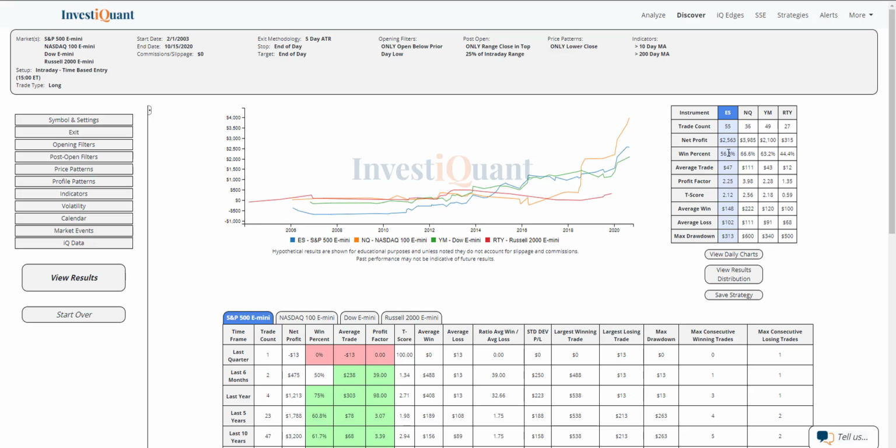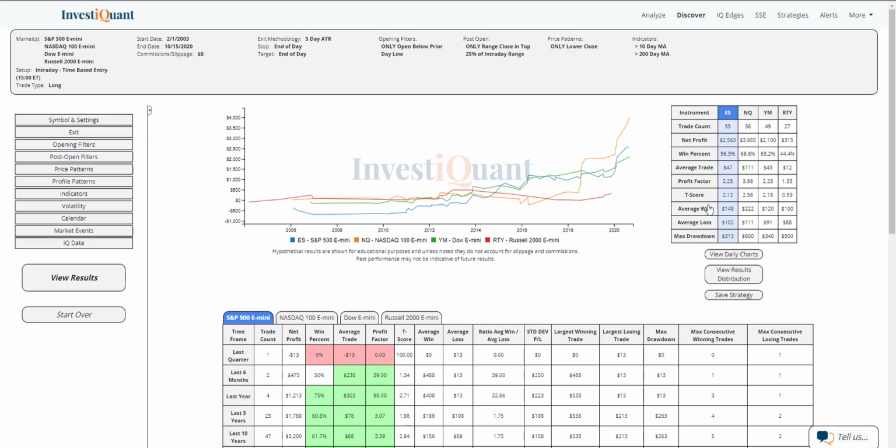Looking at win rates here, it looks like the S&P slightly favored here historically, 56%. The Nasdaq a little bit stronger, about 67%. The Dow 63%, and the Russell a little bit weaker at 44%. So two of them are quite strong. ES leaning a little bit more towards the more favorable side, and Russell the only one that is a little bit weaker. So if you average all those together, it would be slightly favorable as a grouping of four instruments.